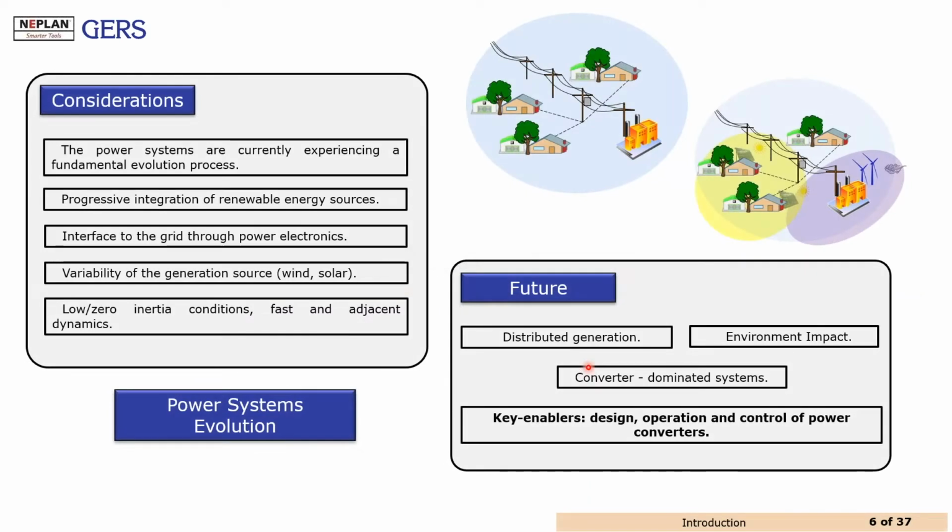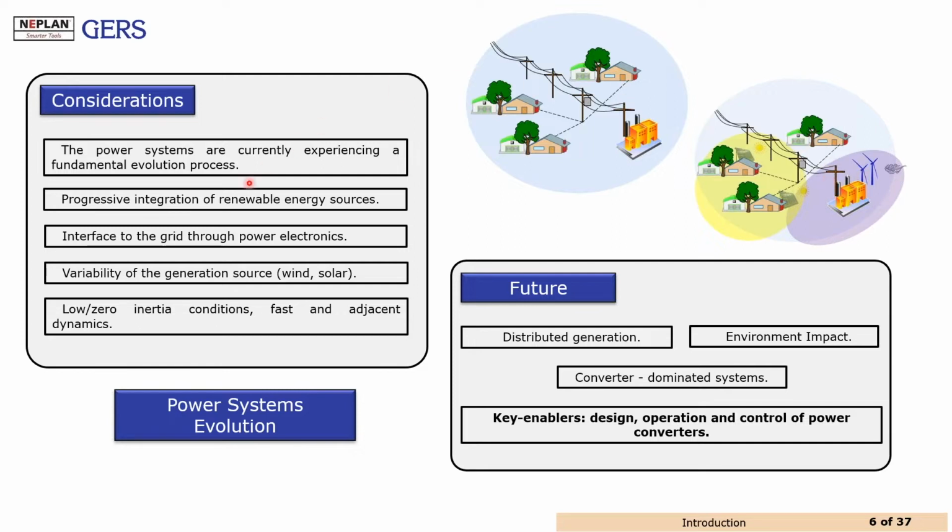Starting with the brief introduction, let me talk about some considerations. Those considerations are related to the framework involved in the power systems evolution, and that is indicated here on the first part. Power systems are currently experiencing a fundamental evolution process. That is illustrated here since we are having a transformation of the electrical networks with new penetration of renewable energy sources. Most of them are interfaced to the grid through power electronics. However, some of them, like the sun and the wind, are variable resources.